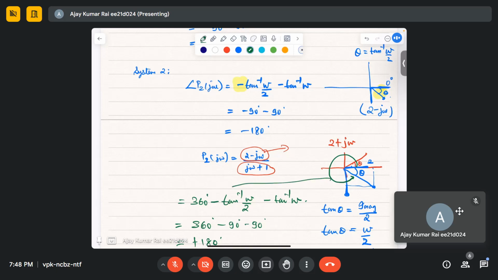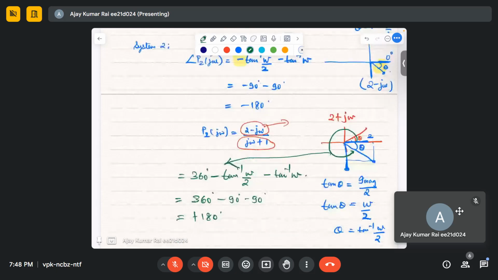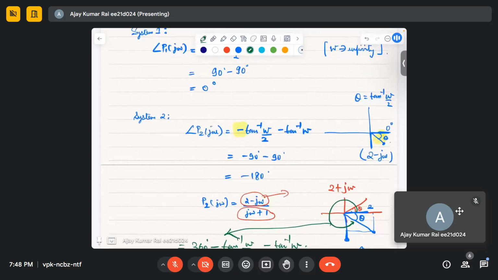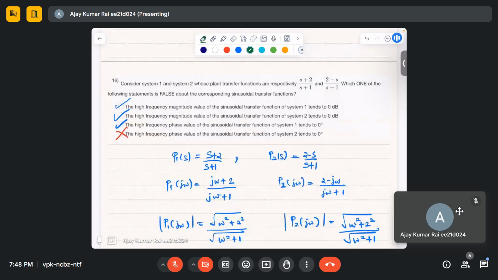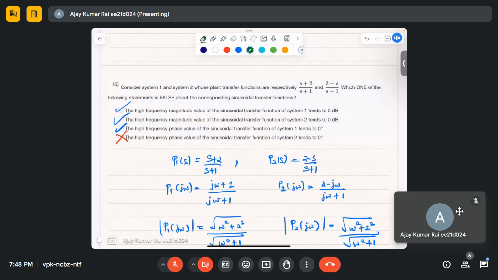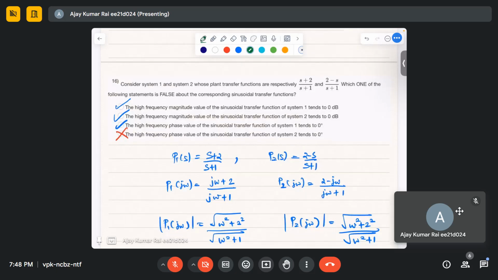So the green one is like I have taken with respect to 0 positive. But you see, if it's lying in the fourth quadrant, you take minus of theta, right? So that's what I have taken, straightforward. So I'm getting minus 180 degree for the P2. So that's why the last statement is incorrect.